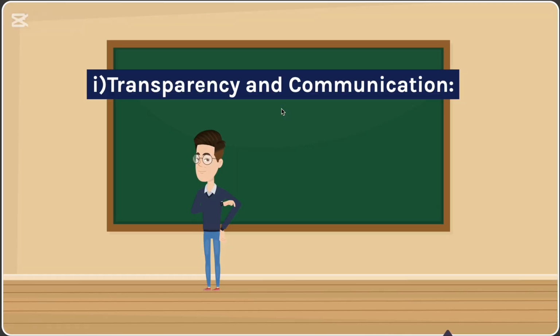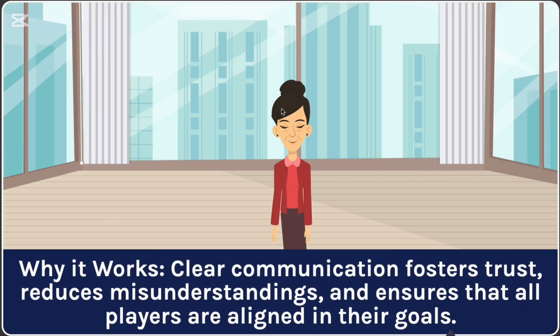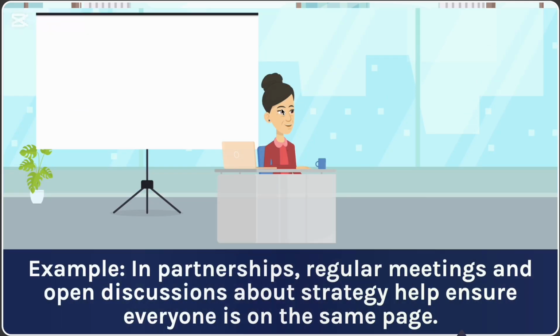Transparency and communication. Why it works? Clear communication fosters trust, reduces misunderstandings, and ensures that all players are aligned in their goals. Example: in partnerships, regular meetings and open discussions about strategy help ensure everyone is on the same page.